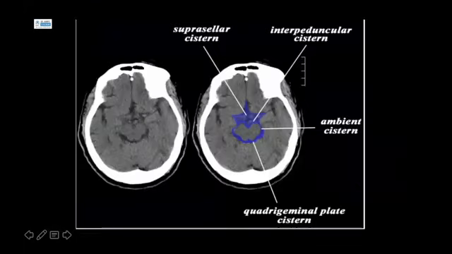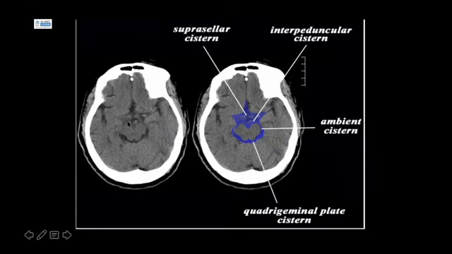So this axial CT scan through the midbrain again shows the suprasellar cistern with a stellate or star shape anteriorly, enclosing the vessels of the circle of Willis. Posteriorly, the suprasellar cistern fuses with the interpeduncular cistern, which is here. This is the midbrain, the Mickey Mouse midbrain, and the interpeduncular cistern.